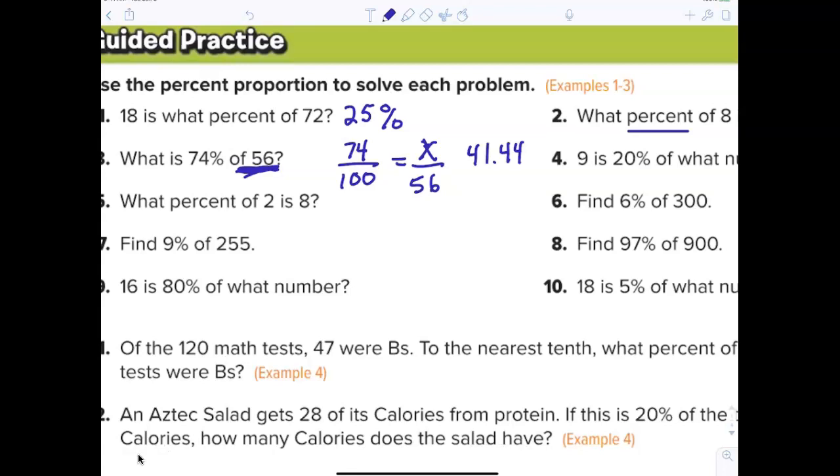You ask me why I do that? What does 74% mean? 74 over 100. So if it has the percent sign after the number, that's exactly what that means. 74% means 74 over 100. Do you agree with that?